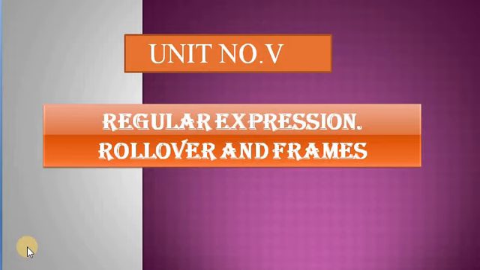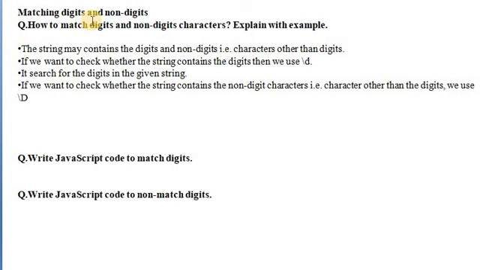Let us see today's lecture's point. First point is matching digits and non-digits. How to match digits and non-digits characters? Explain it with an example. This is the question. The answer for this question is, the string may contain digits and non-digits, that is characters other than digits. If we want to check whether the string contains digits, then we use \d. It searches for the digits in the given string.